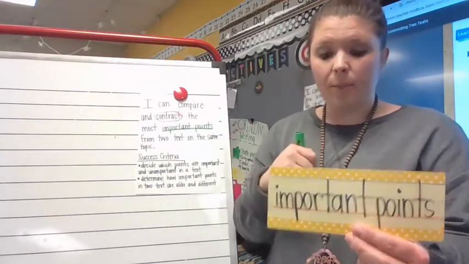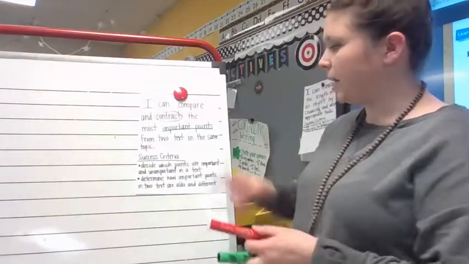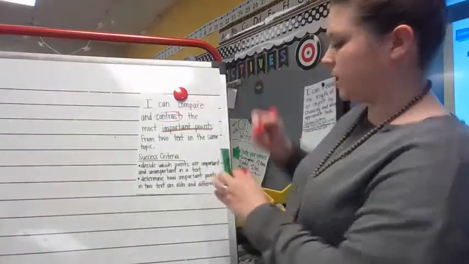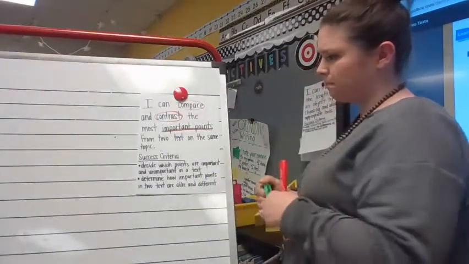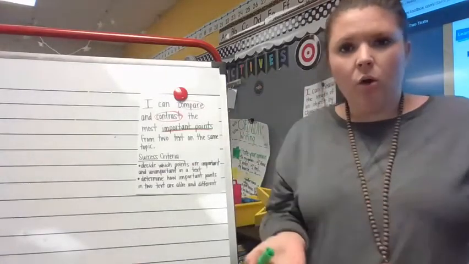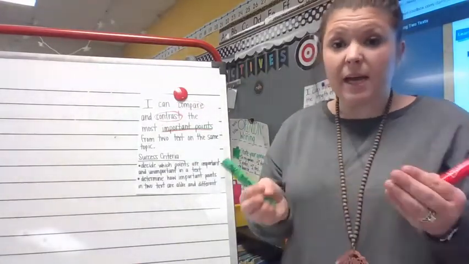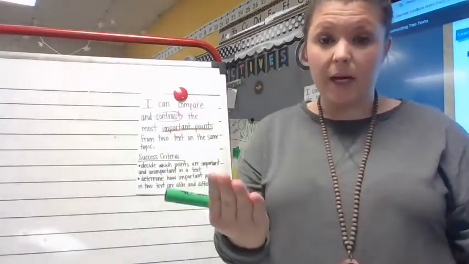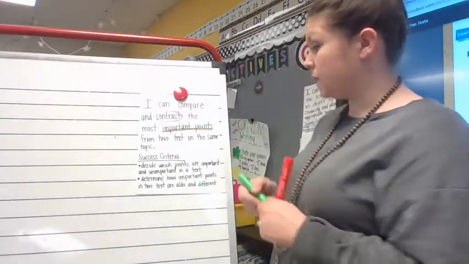Now, we're going to talk more about important points as we go. So I'm going to say that that's something that we know, but it's also something that we want to know more about, okay? Well, what about two texts? We know what a text is. We know that a text is what we're reading. But instead of just looking at one text that we're reading, we're going to be looking at two this week.